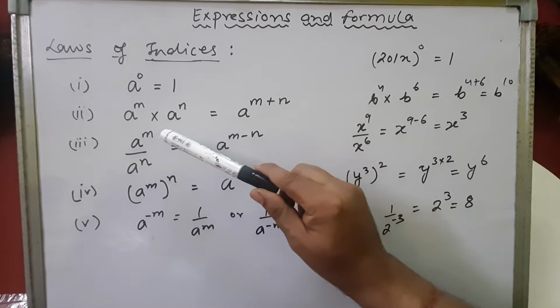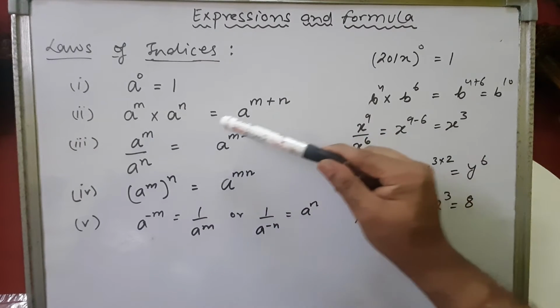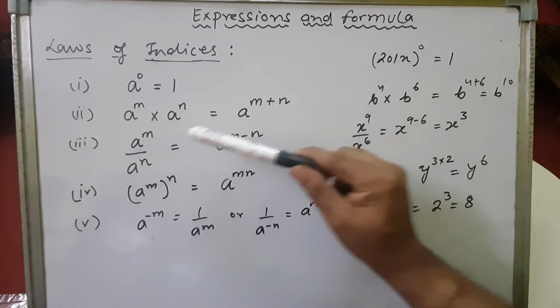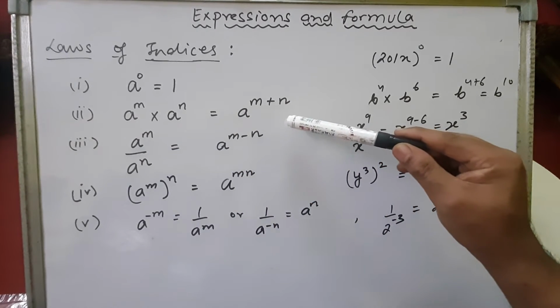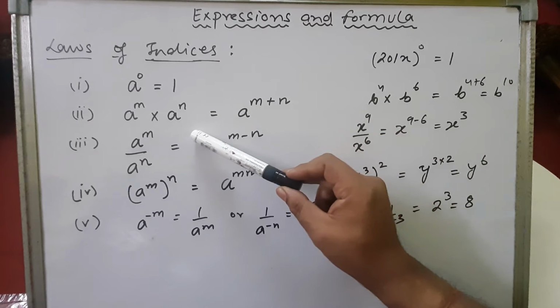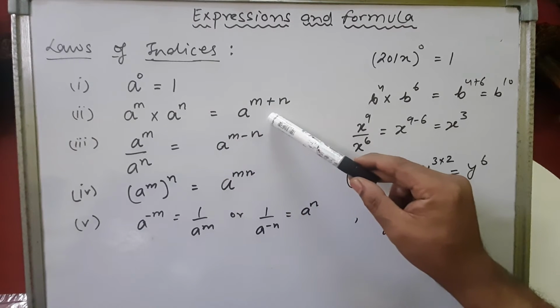If you don't find a multiplication sign, then we cannot say that a to the power m into a to the power n equals a to the power m plus n. Suppose it is written with a plus sign, then this will not be equal to a to the power m plus n. So whenever base is same and the terms are in product form with different powers, then what will happen? Their powers will get added.